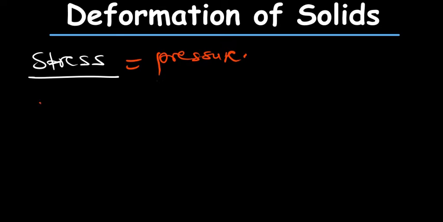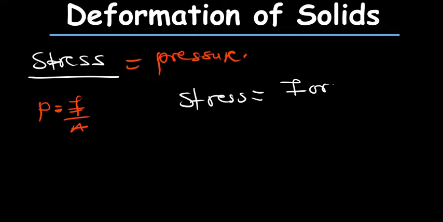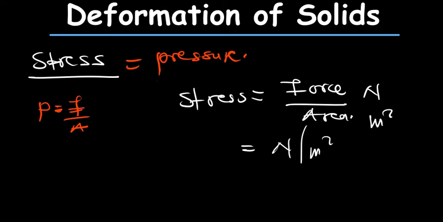When someone is talking about stress, this is the same as pressure. And we do know that pressure is given by force divided by area. Meaning that even stress is given by the same formula: stress is given by the force divided by area. So initially, when we're talking about stress and pressure, basically we're talking about the same thing. We know that force has SI unit Newton, and area is meter squared. So we can say that stress has SI unit Newton per square meter.